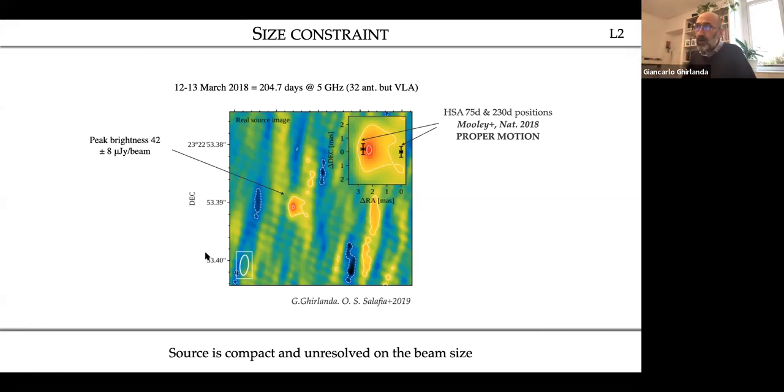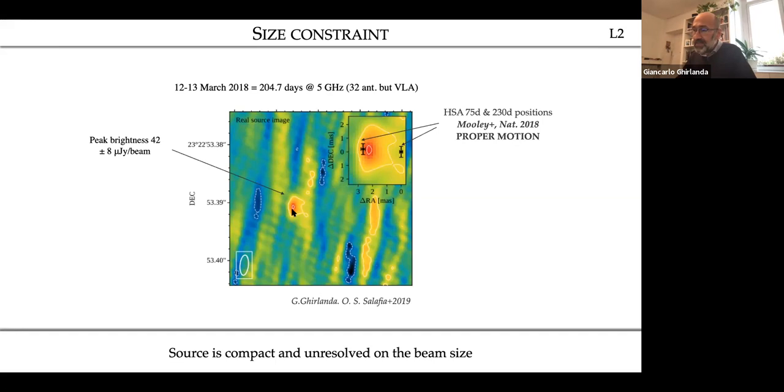Of course, our observation was in between, in terms of days, the two observations I showed you before, and this was a way to add a third point to the proper motion. So these are the two points obtained with the HSA by Mooley, and this is our detection. This is the source in the reconstructed image. Our result is not, however, the proper motion, but the fact that we can constrain the source size to be smaller than 2.5 milliarcseconds.